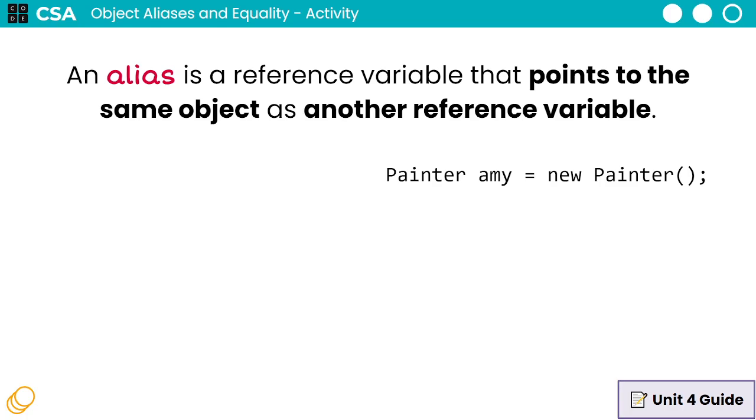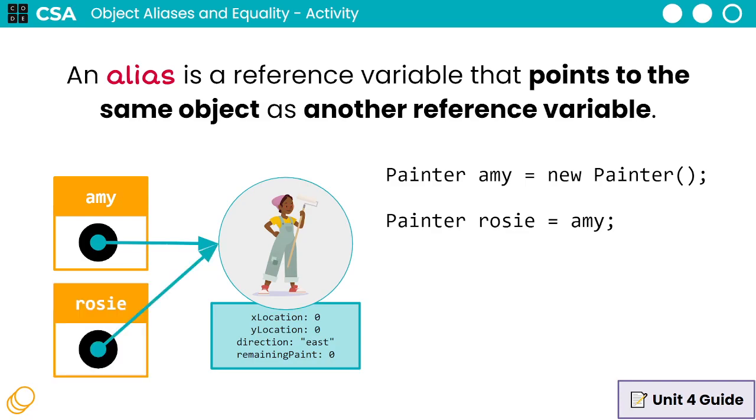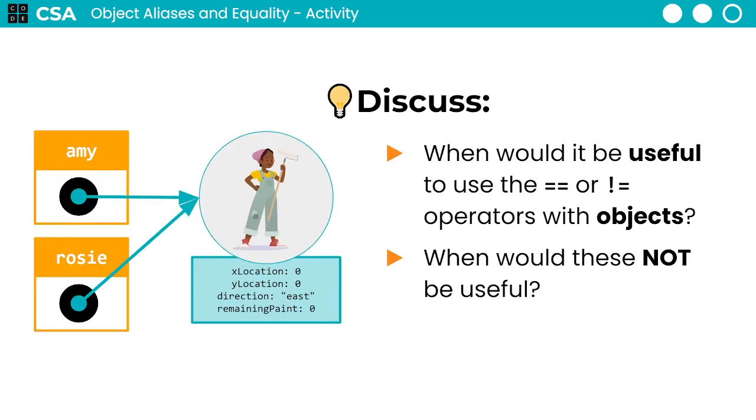So in this example, I have an object Amy, and it's a painter object. And so this is Amy here. And then I'm going to do Rosie equals Amy. What this does is set an alias of Rosie to Amy. You can think of it almost as a nickname. We're talking about the same person, or the same object, if you will. So 2 different names for the same object, just like a nickname is another name for somebody with a different first name.